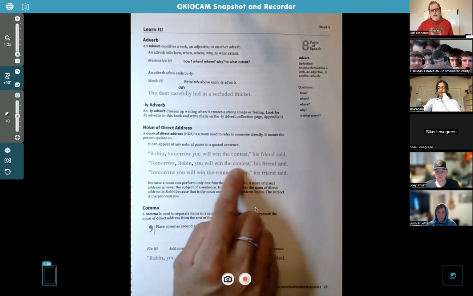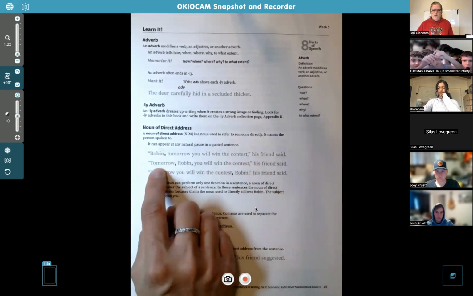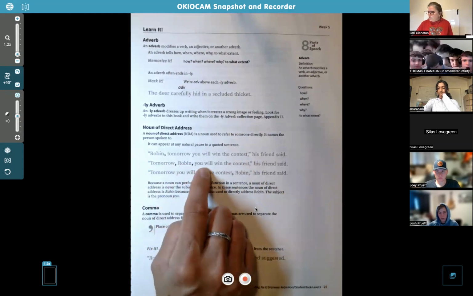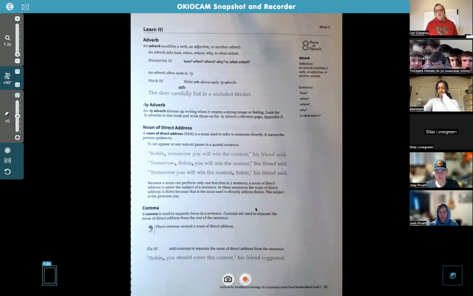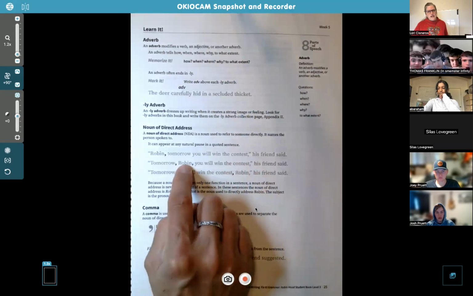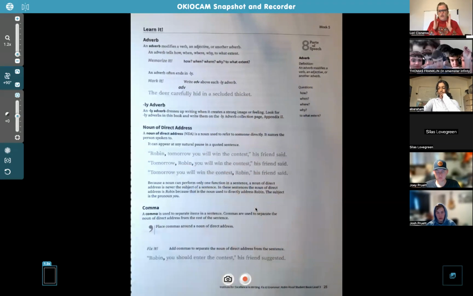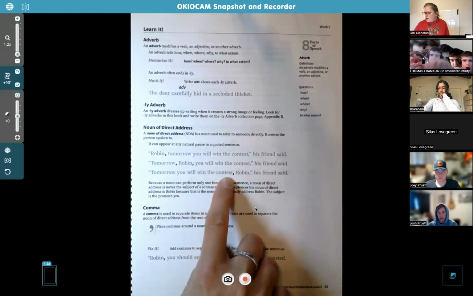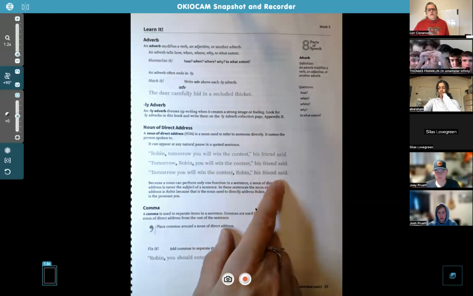This is another way it can fit in the sentence. You can start with the word tomorrow, Robin. You will win the contest, his friend said. So just worded a little differently, but still Robin is the noun of direct address. That's who they're speaking to. Another example, tomorrow you will win the contest, Robin, his friend said.